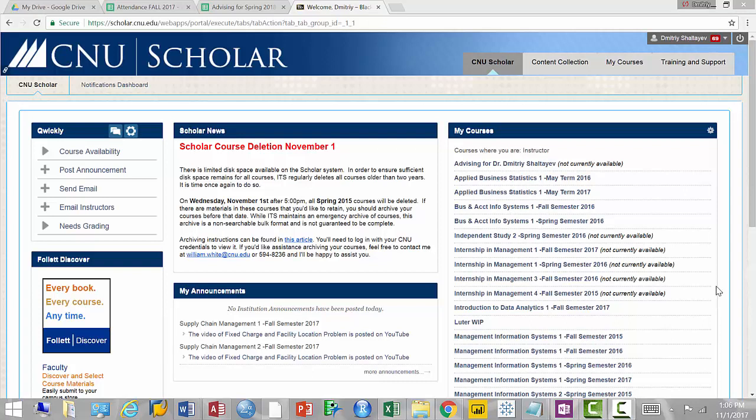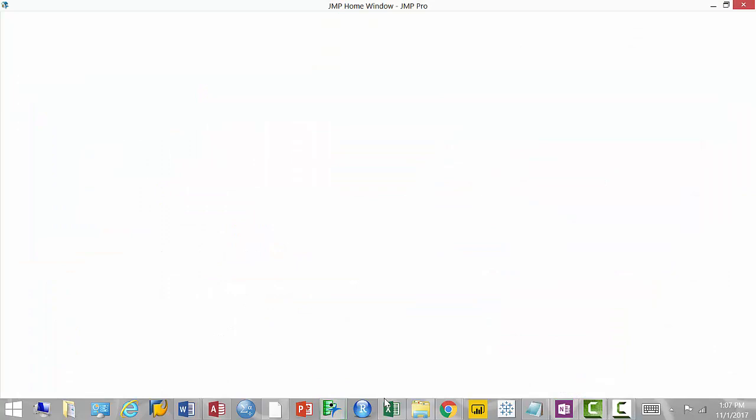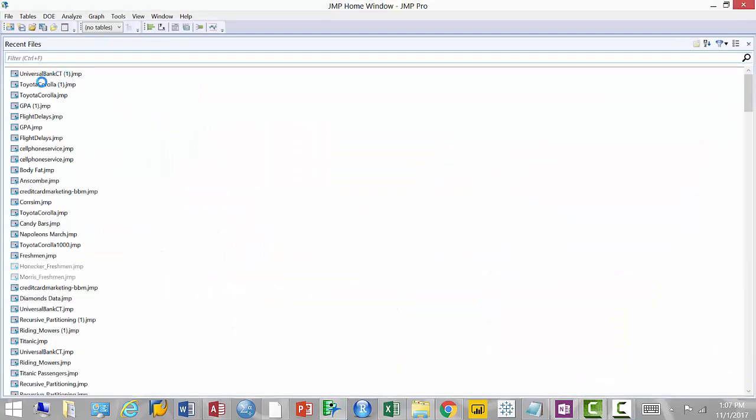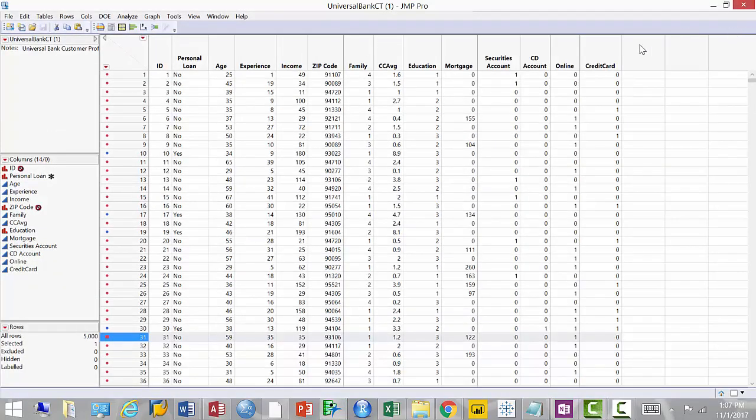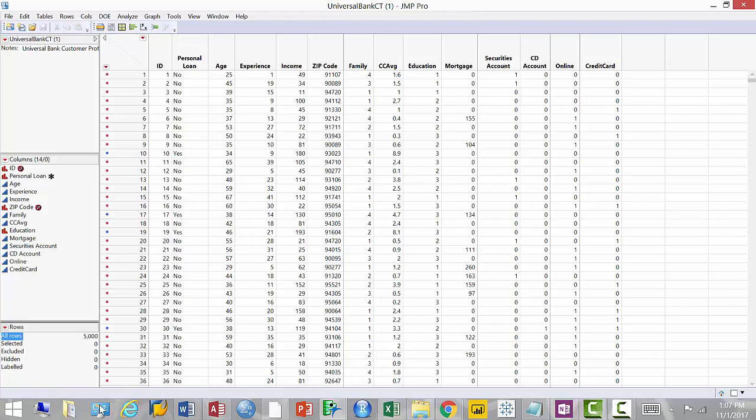Okay, we finished the previous class in the middle of the discussion of logistic regression. So let's go back to the problem that we were addressing. I believe we were looking at the universal bank file, the one that we actually used before when we discussed classification trees. Classification model. Okay, so this file contains data on 5,000 people.